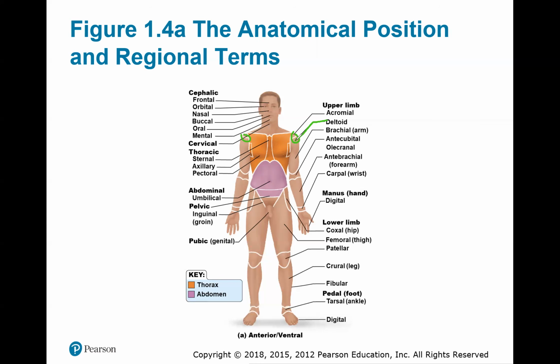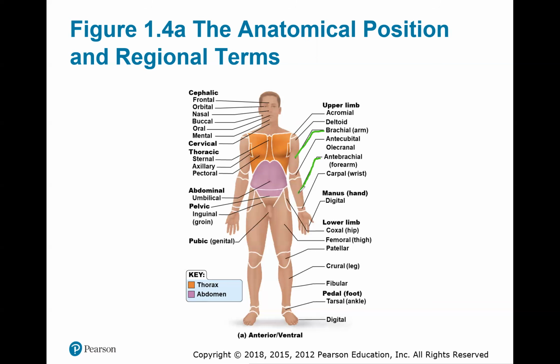the deltoid muscle. Delta is actually a triangular shape. And so when we look at the deltoid muscle, it's like an upside down triangle when we see it. And then finally, if we're discussing the arm region and we're thinking upper arm, we're thinking about the brachial portion. So there's the brachial and then there's the antebrachial region. Brachial is referring to the arm.